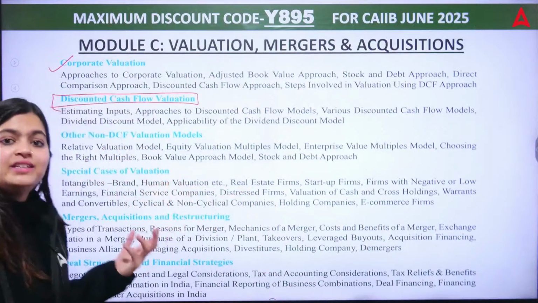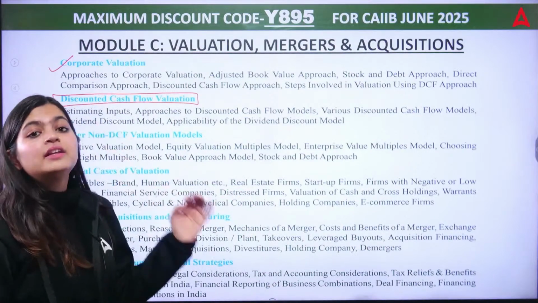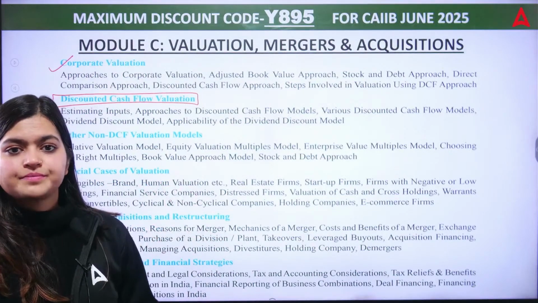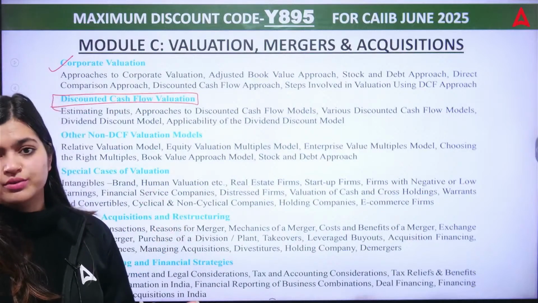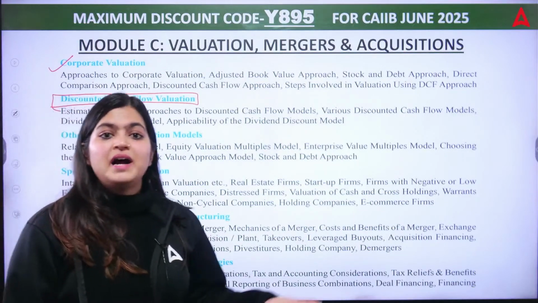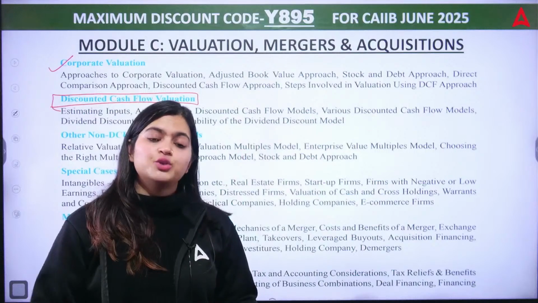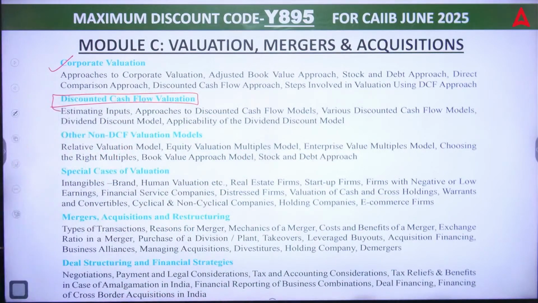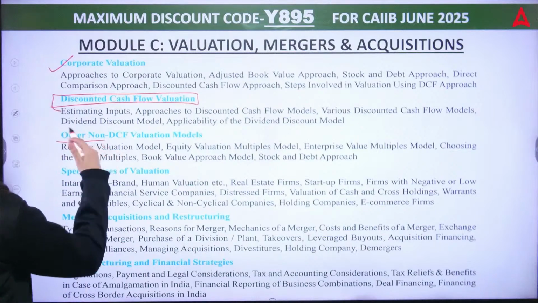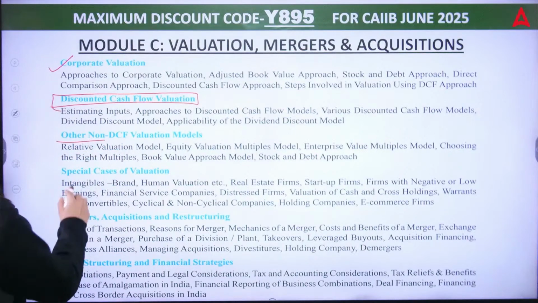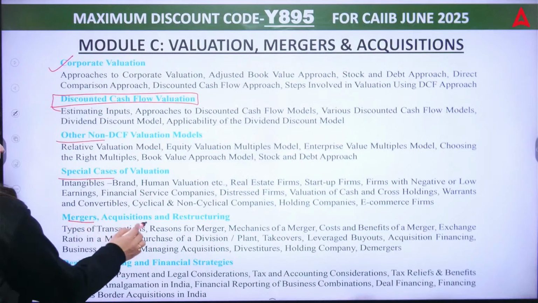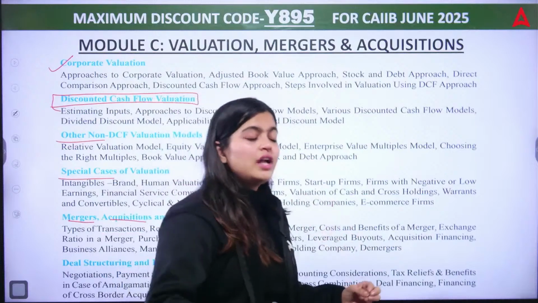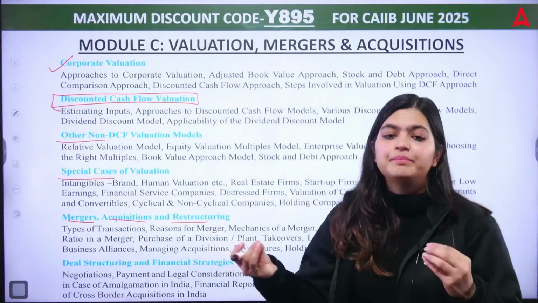What type of theory are they asking? They are asking theory based on case studies, like types of merger, they ask questions on case studies. So you cannot skip this module. If you are focusing on the theory part, then module C is important. If you are focusing on the numerical part, again that is important. So this is about your module C, in which you have other DCF valuation models, special cases of valuation, mergers, acquisitions and restructuring. So basically this module C is again theory plus numerical.